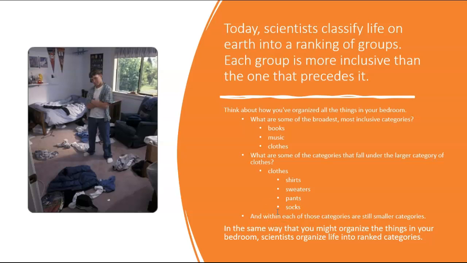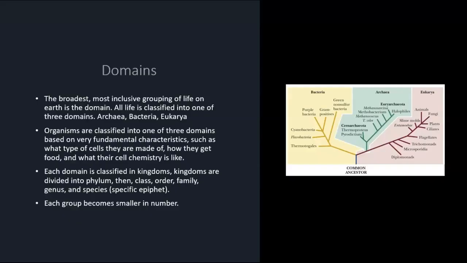This is how scientists organize life. We start with the broadest category of life, and those are called domains. All life fits into one of 3 domains. Those 3 domains are bacteria, archaea, and eukarya. Bacteria and archaea are both prokaryotes, so 2 of the 3 domains of life are prokaryotes.